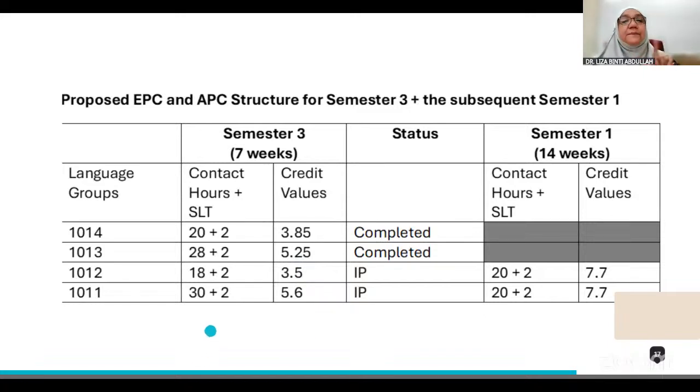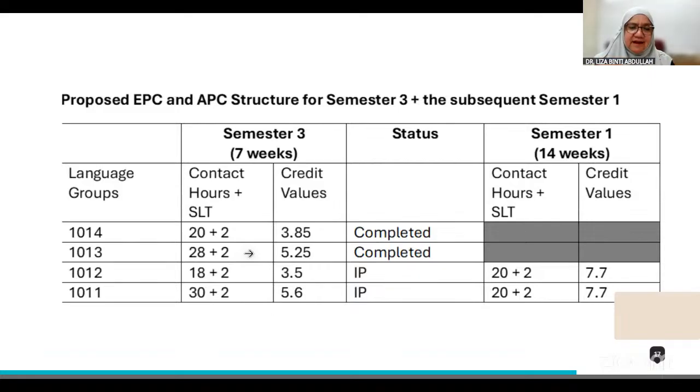If you are repeating 1014 English or Arabic, your hours in semester 3 will be 20. So we add, because it's a shorter semester. 20, not 10. So we double up. Credit values 3.85. And if you repeat 1013, contact hours or class hours are 28. At the end of semester 3, you complete these two courses.